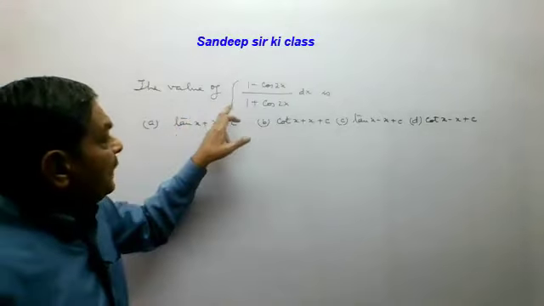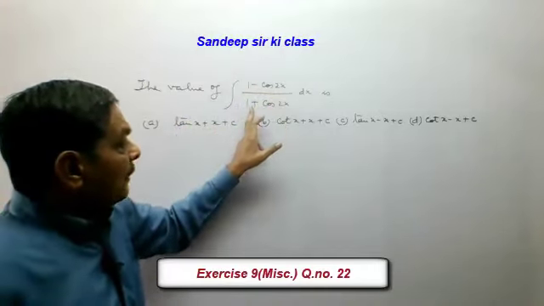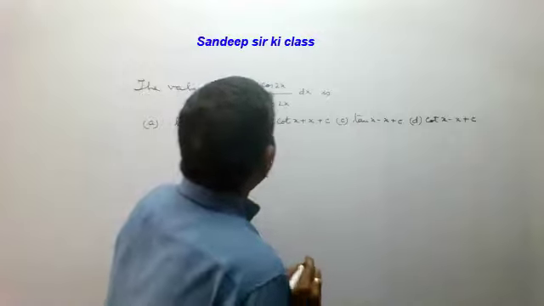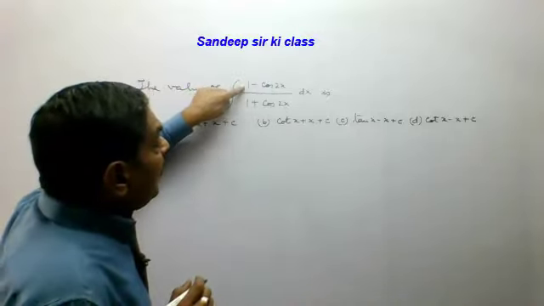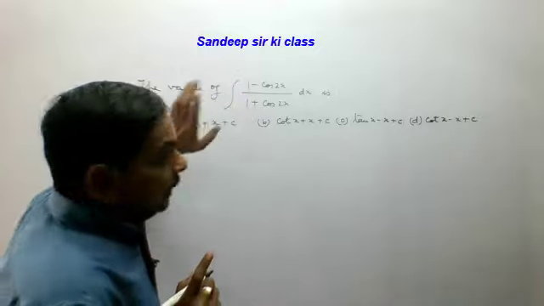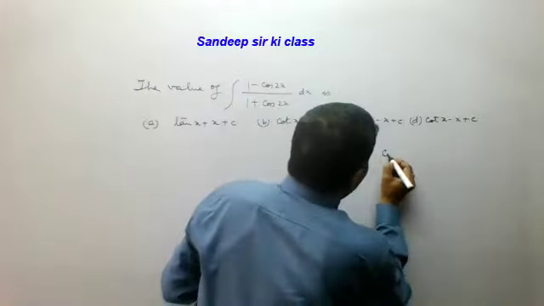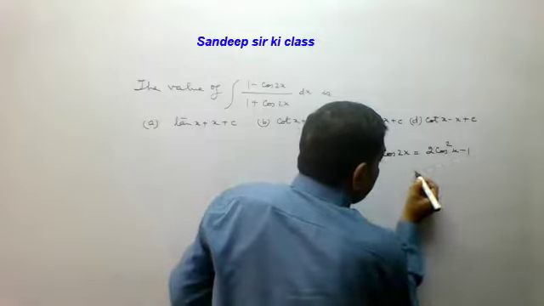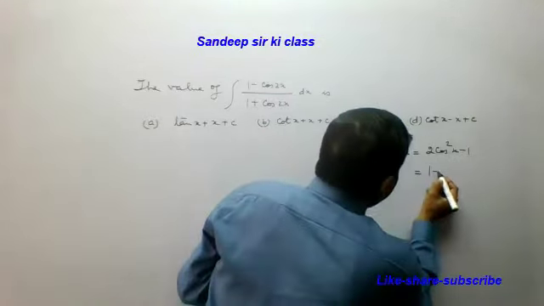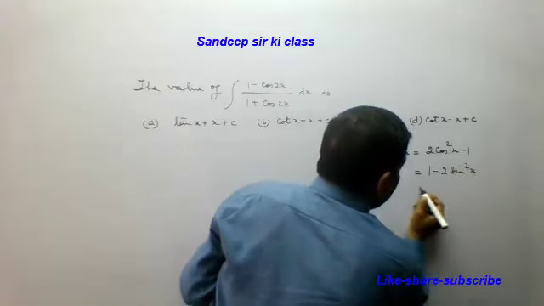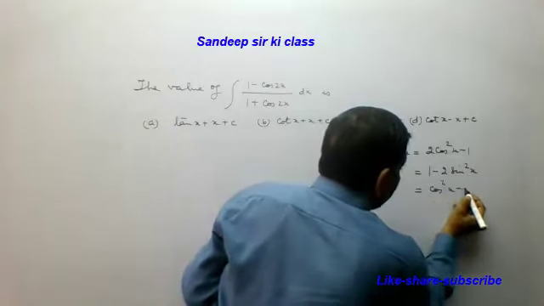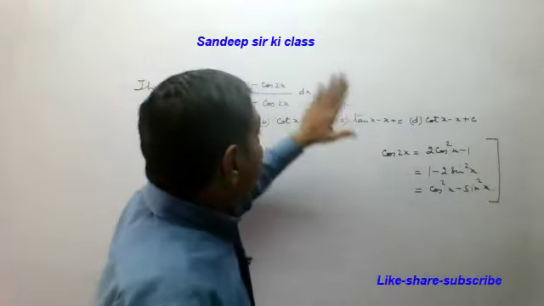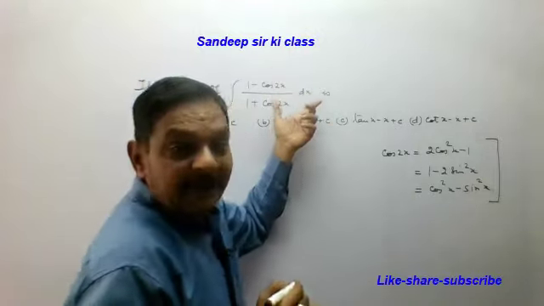Question: the value of integration (1 minus cos 2x) upon (1 plus cos 2x) dx is. These are the four options given to us. In numerator and denominator, we are to remove this 1 and this 1. We have the formula for cos 2x: this is equal to 2 cos square x minus 1. Another formula we have is 1 minus 2 sin square x, and another formula is cos square x minus sin square x. Out of these formulae, if we apply them here, then we can simplify this expression.